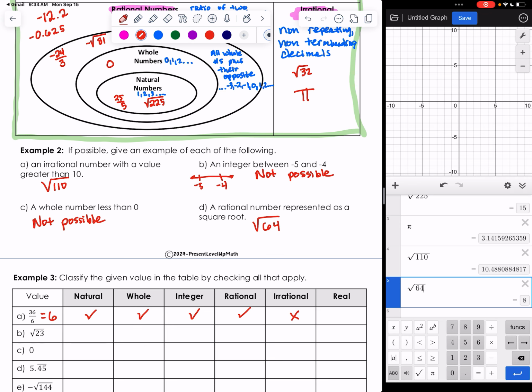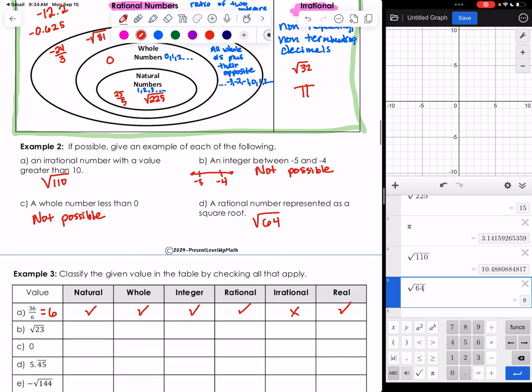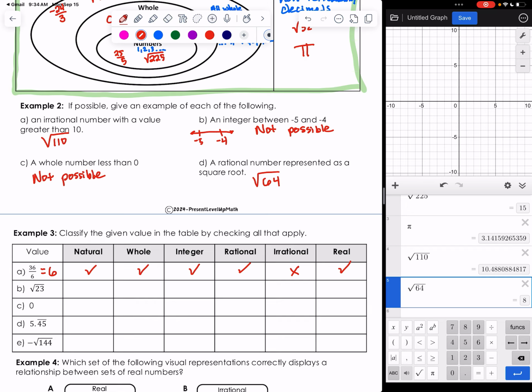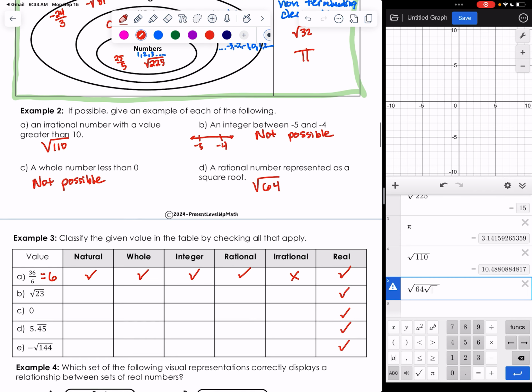Now, all rational numbers are real, so I would check this box too. In fact, all the numbers we're going to do today are real. Believe it or not, in later courses you will study numbers that are non-real numbers. But that's for another day.